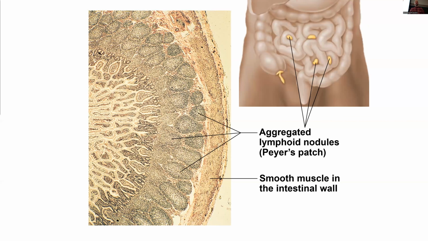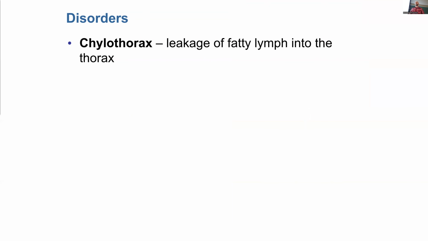So things can go wrong with your immune system. We could spend a whole class talking about this, but I want to just talk specifically about some disorders of these lymphoid tissues. I'm not going to get into a ton of detail here. Something called chylothorax is when this fatty lymph leaks into your thorax.